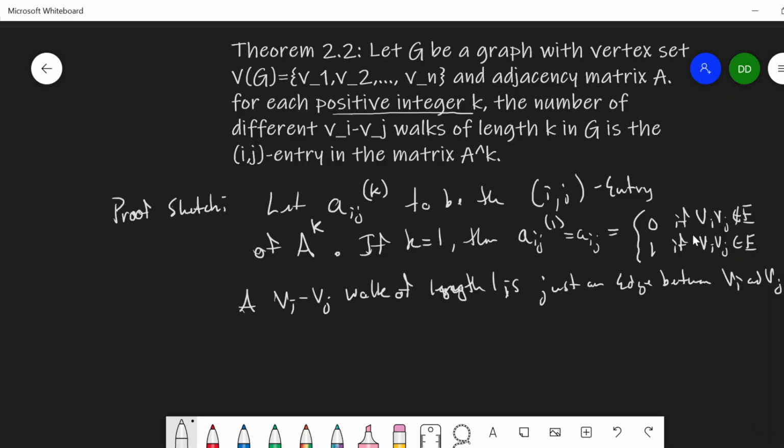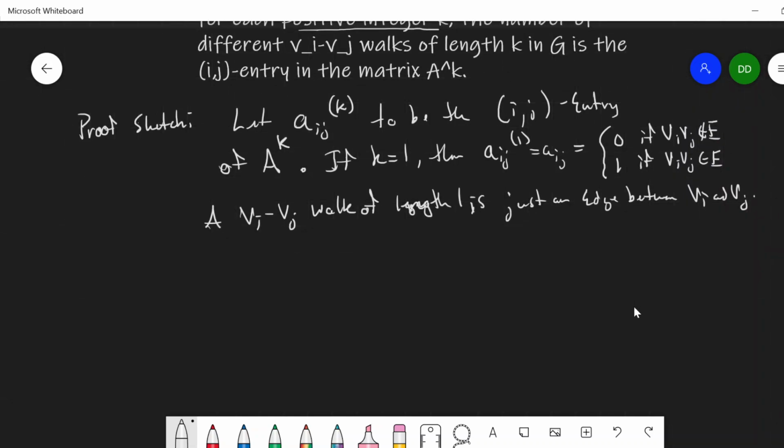So that is exactly this matrix, right? There's exactly one Vi-Vj walk of length 1 if and only if there's an edge between Vi and Vj, which gives us exactly just the adjacency matrix for the graph, that is A to the first power. And so that case is pretty easy once you realize what a Vi-Vj walk of length 1 is. It's just an edge.